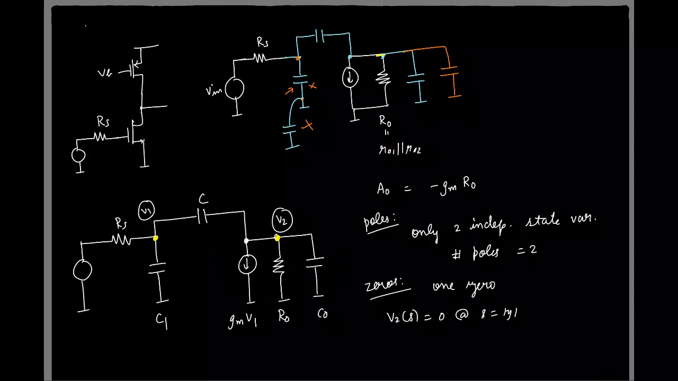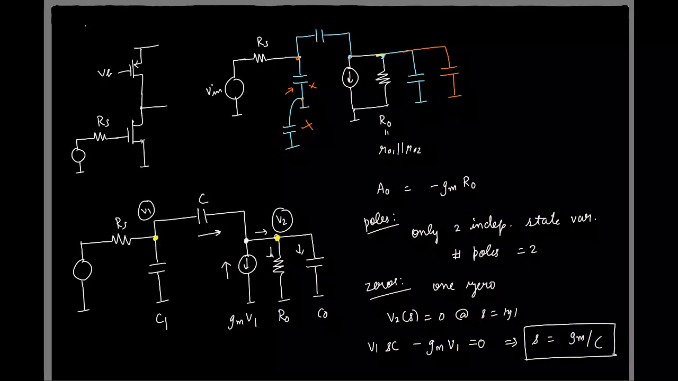So what do I get? What is the current in this direction? V1 s C. This current? Minus GM V1. That is equal to the current here, which is zero, because these two currents are zero. I'm just applying KCL at this node, right? So the sum of these two currents will be equal to the sum of these two currents. I know the current flowing in these two branches is zero. So what is the zero frequency? GM by C. It didn't change from before.